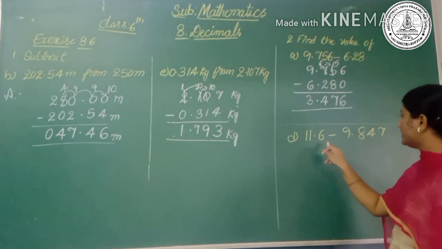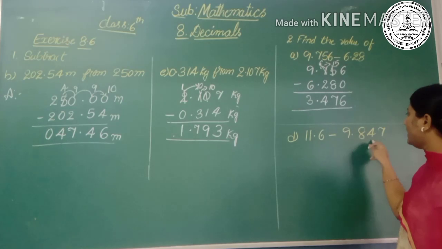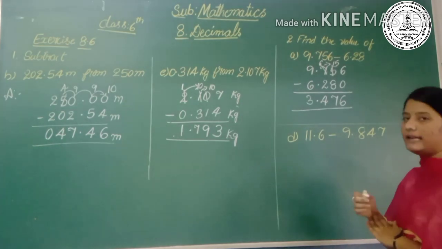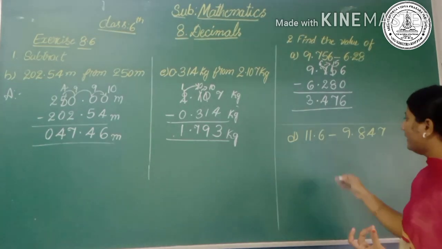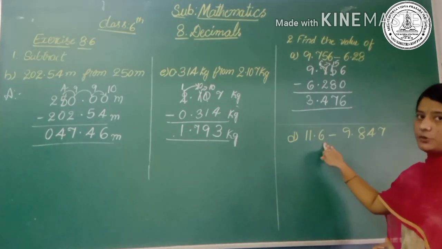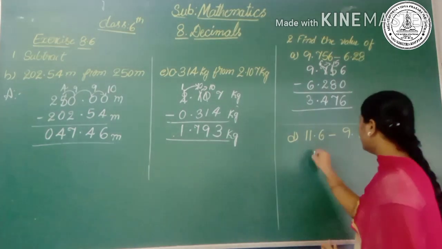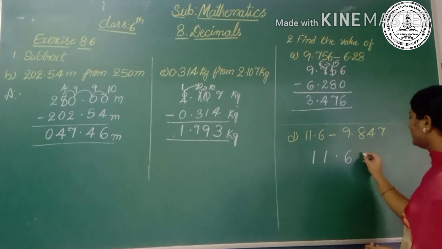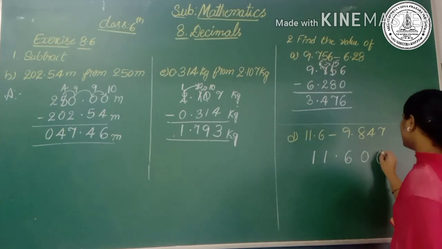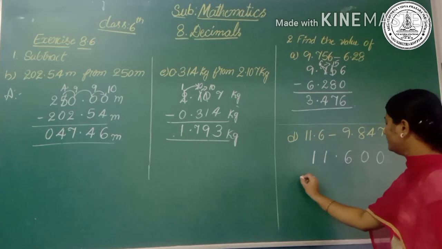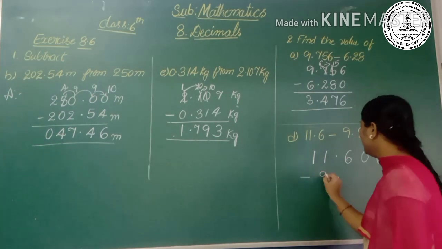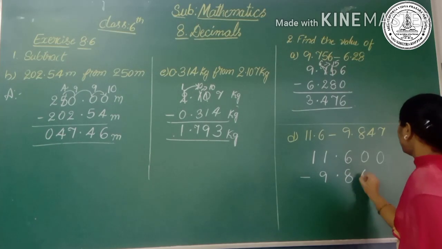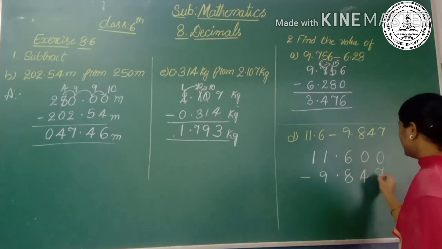Okay, so 11.6 minus 9.847. These two are unlike decimals, so convert them into like decimals by writing the hundredths and thousandths places as 0. Let me write down here 11.6. In the hundredths place we keep 0, and in the thousandths place 0. The second number, the subtrahend, has 9 in the ones place, 8 in the tenths place, 4 in the hundredths place, and 7 in the thousandths place.